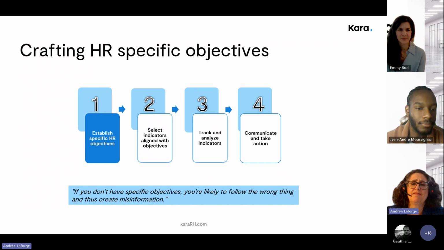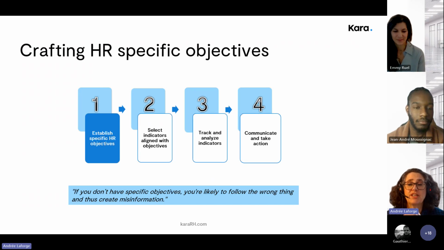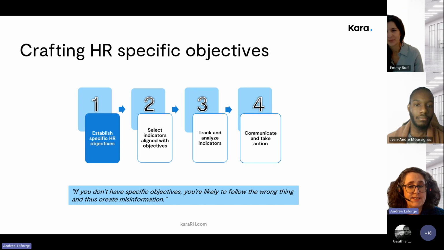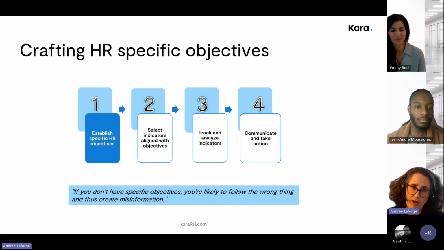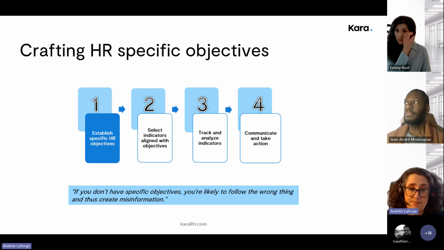Okay. So at Cara, we have this easy methodology to help you build your dashboard in 4 steps. The first and perhaps most crucial step in creating your dashboard is to establish clear and specific HR objectives. Like Emmy said, these objectives should align closely with your company's overall goals and strategy. If you don't have well-defined objectives, it will become very challenging to identify the key metrics that truly matter for your organization. So take the time to evaluate your company's needs, priorities, and long-term vision before moving on to the next steps.